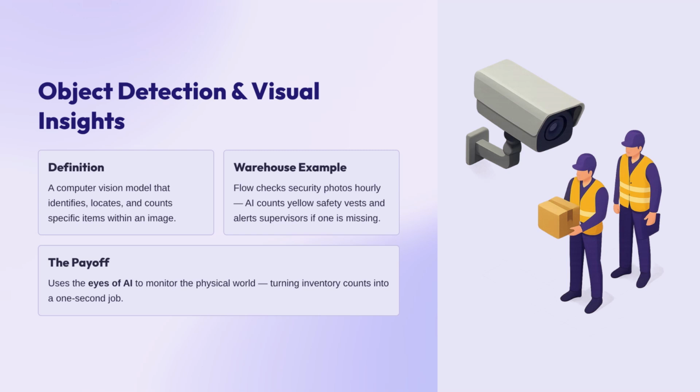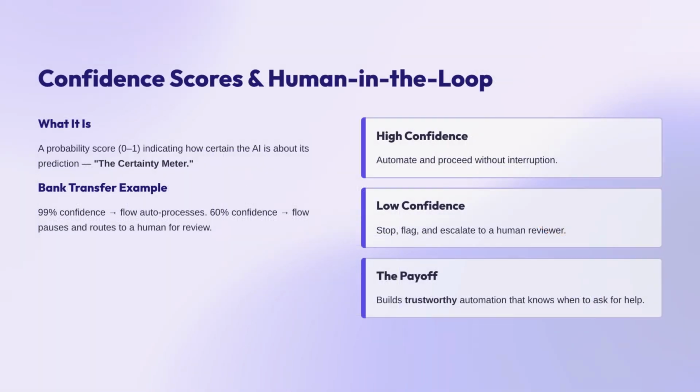So now that we've mastered how to count and see objects through our flow, you might be wondering how to handle those times when the AI isn't 100% sure about what it saw. Well, that brings us right into our next step, which is confidence scores and human in the loop. Let's dive into confidence scores.